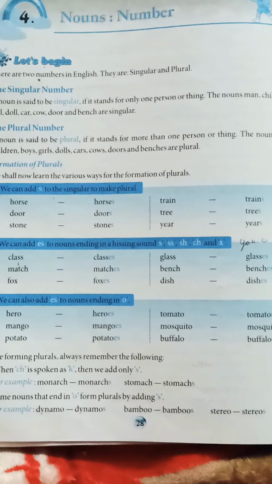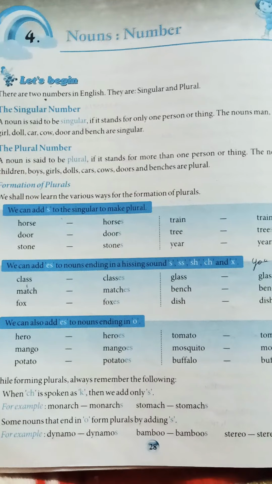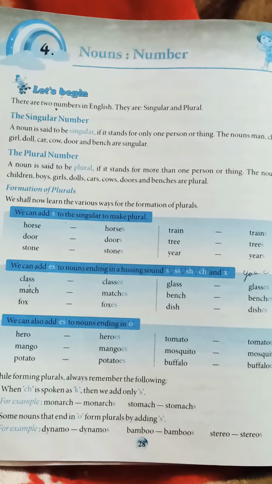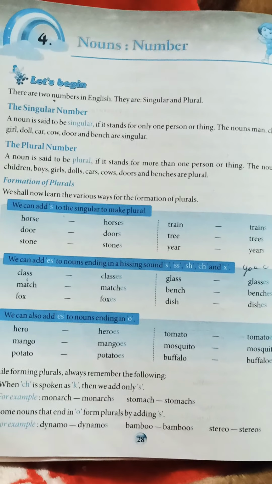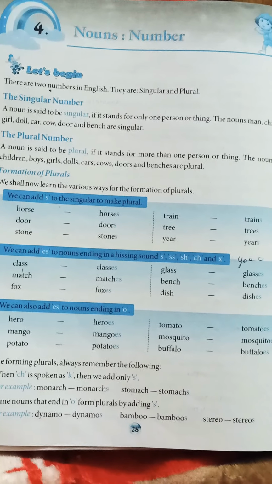Now at the end of the word, if we add s, it changes into plural. For example, door, doors. So one door, now doors are plural. Stone, stones. Tree, trees, etc.